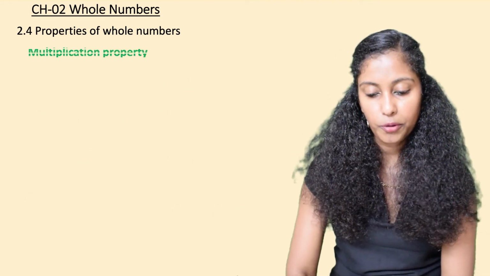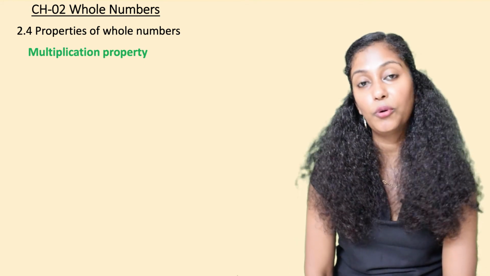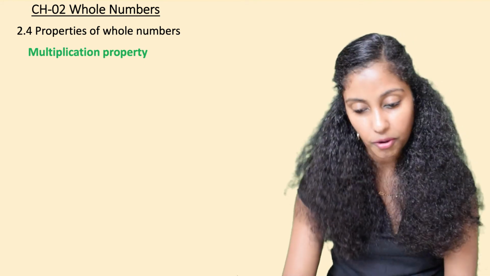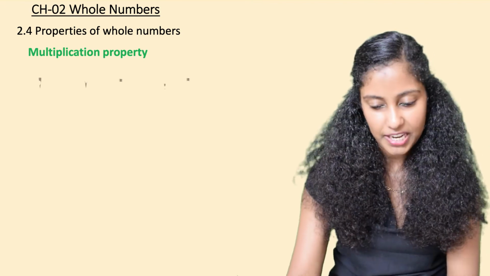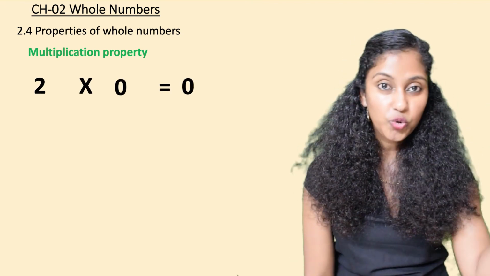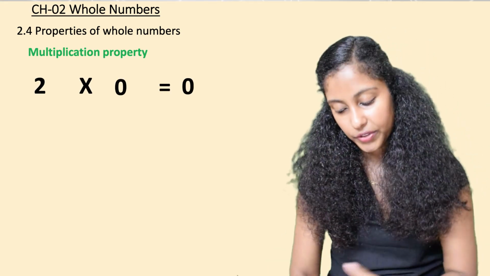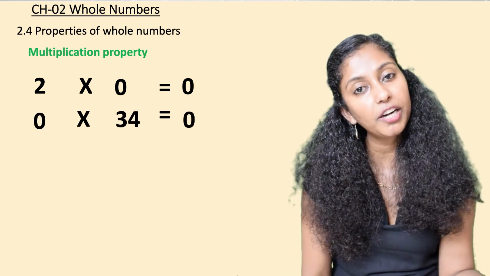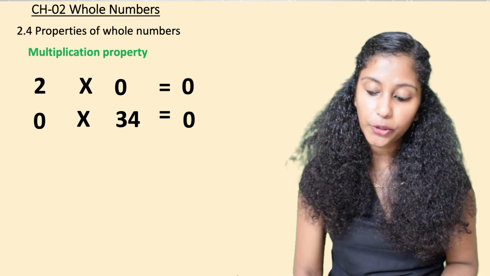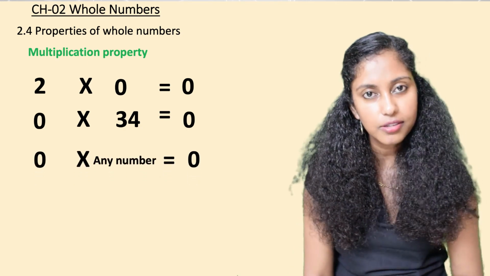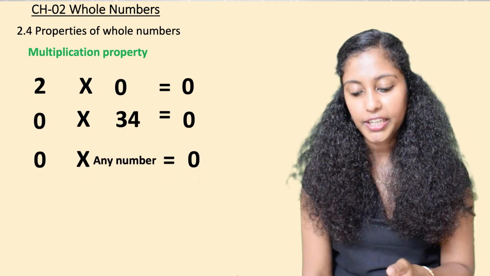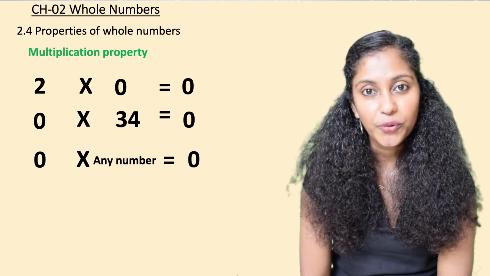Then we see one more property of whole numbers, that is called the multiplication property. Here again we'll see some magic. What's that magic? 2 multiplied by 0 gives 0. Again 0 is being multiplied by 34. We are getting 0. So what we understand is 0 multiplied by any number gives 0.